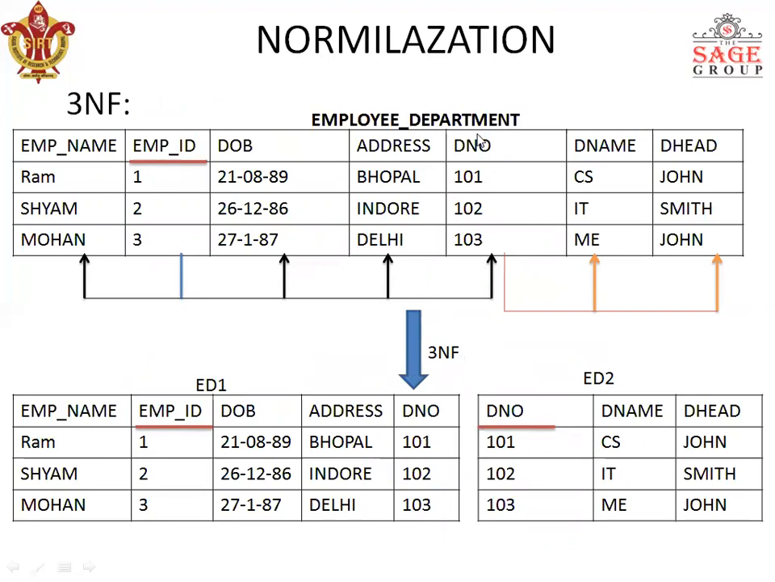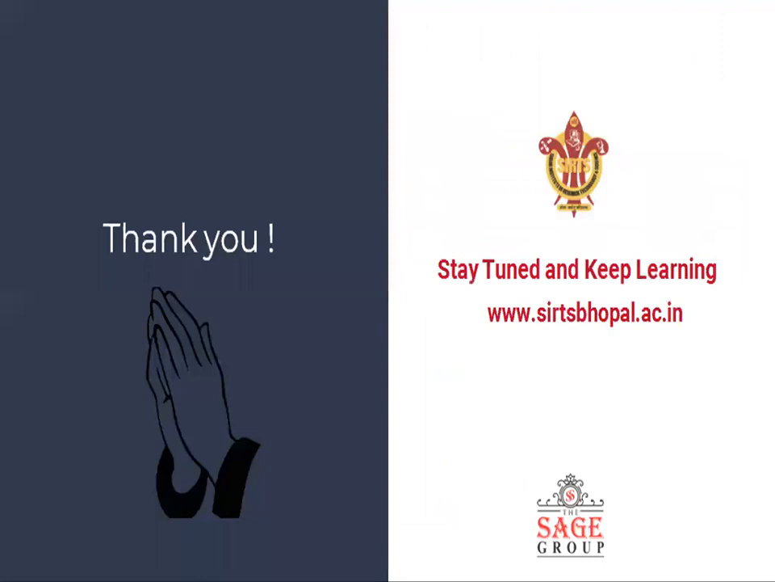This is the conversion of the table into third normal form. To remove the transitive dependency, we made one table, employee department relation 1, and another, employee department relation 2. We made employee ID the primary key in the first table, with attributes name, date of birth, address, and department number. And we created another table with department number, department name, and head. Right now, there is no transitive dependency in either relation. After the decomposition, both relations follow the property of third normal form.